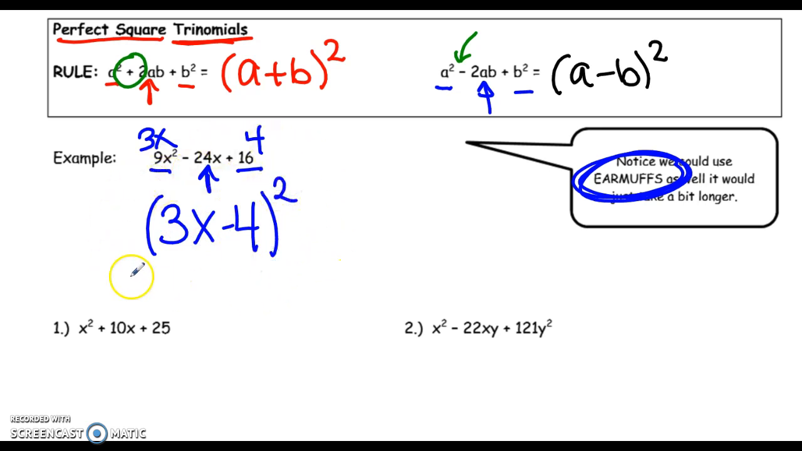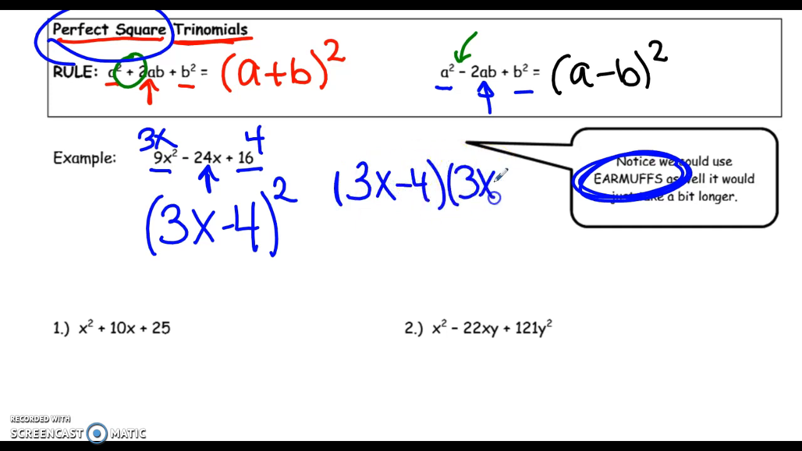See, this now is a perfect square, hence where we're getting the name. If you were to do earmuffs correctly, you'd get 3x minus 4 times 3x minus 4, which could be written as 3x minus 4 squared. So it does get you to the same spot. So if any of this is confusing, stick to the tried and true. If this made sense, then you've got yourself a nice shortcut.